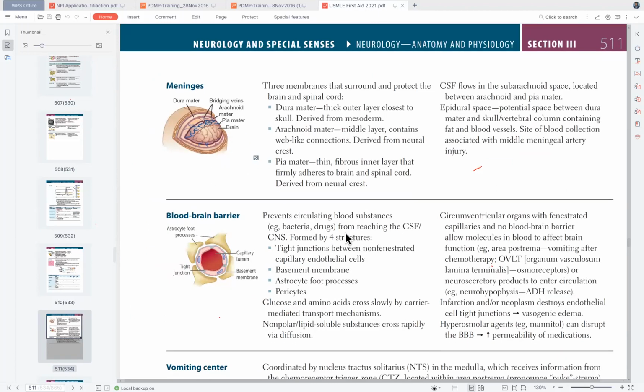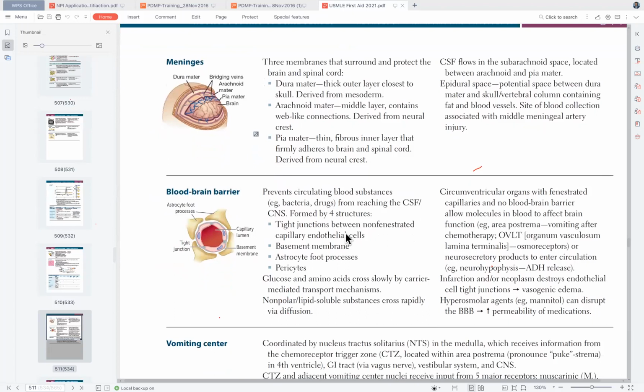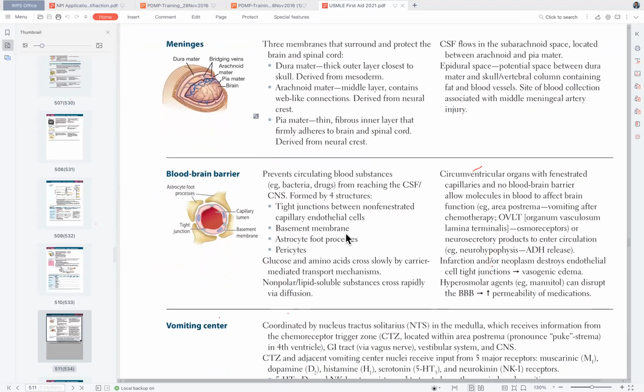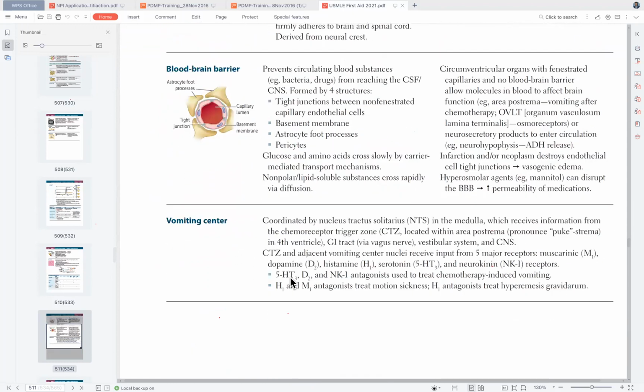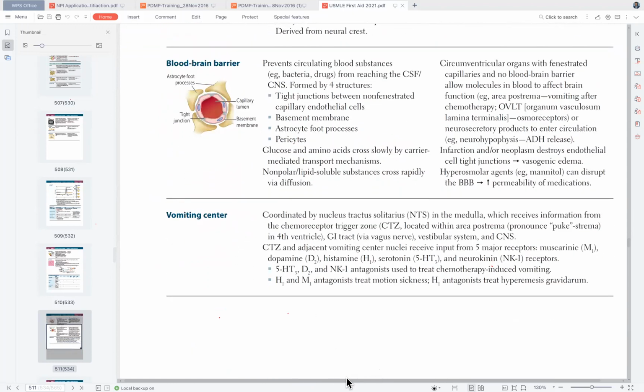Meninges, we know meninges, right? There's not much to talk about on the meninges. But if you are okay with that, we know the meninges already. All right, let me move to the next. This is very important, so let me just talk about it quickly.